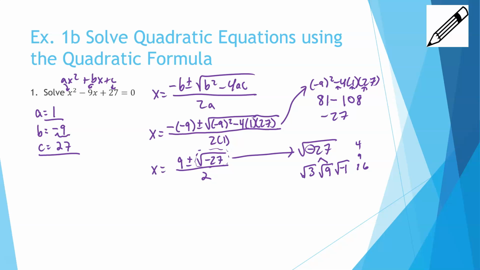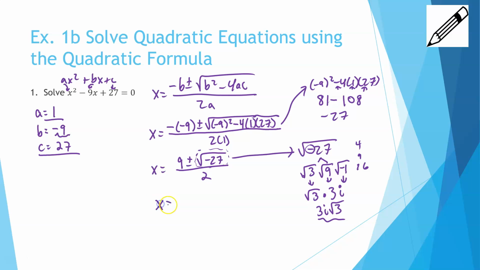Going back to what we learned, okay, square root of 3, that's a prime number, so it's just square root of 3. Square root of 9 is a perfect square, that is 3. And back in section 4, we learned that the square root of -1 is i. So I can simplify the square root of -27 as 3i times the square root of 3. This is how we would write that.